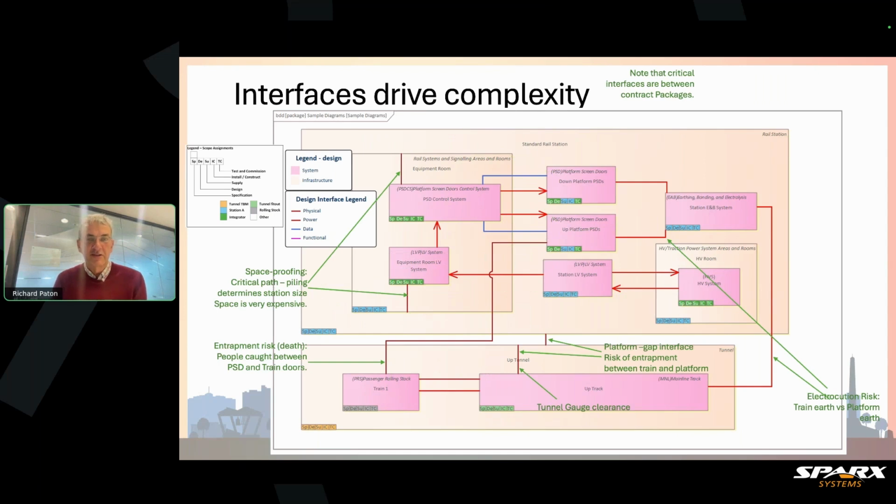What drives our complexity are the interfaces. So I was talking before about these interfaces here, which are critical space proofing. These ones here drive your piling. This is typically done very, very early in the project. Like before you've even got the project going, you'll have some contractors in doing early works because it's critical path stuff to get that piling done. And you can't do the piling unless you know how much space you're going to need, but you haven't done your design. So it's a very critical piece of the puzzle.